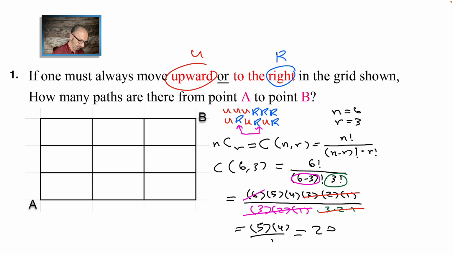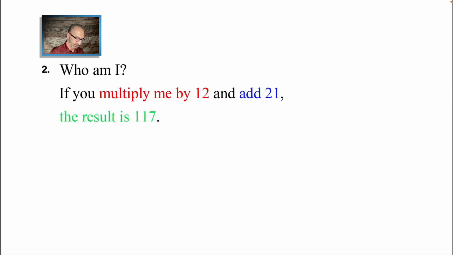So the answer to the question is 20 different ways from A to B with the conditions of going up or right. That should do it for number 1. I have 20 questions, so here's number 2.